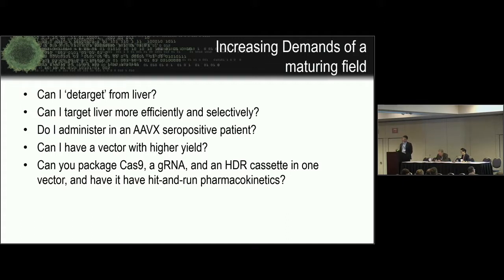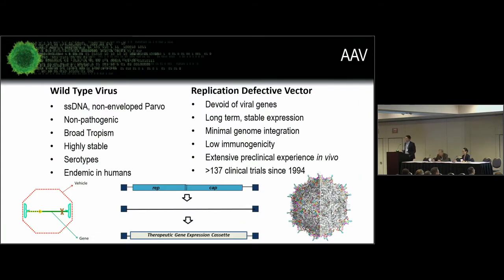One of these questions is, can I package a Cas9, a guide RNA, and a homologous recombination cassette in one vector preferably? And if you could give it a hit and run pharmacokinetic profile, that would be great as well. Even though we've been doing this for a long time as a field, there are no real direct ways of addressing these. And frankly, we often don't have the tools available or a methodology to get there. So what I'll try to walk through here is both philosophically as well as empirically how we are trying with baby steps to address these questions.